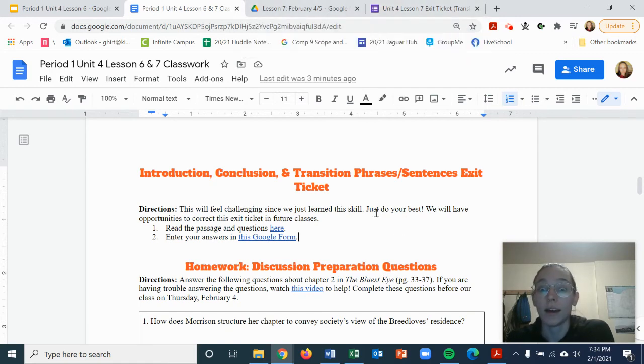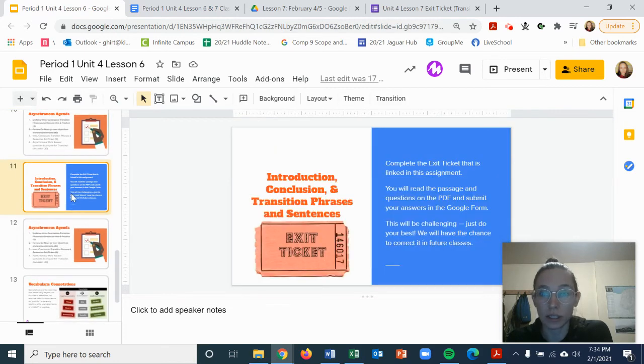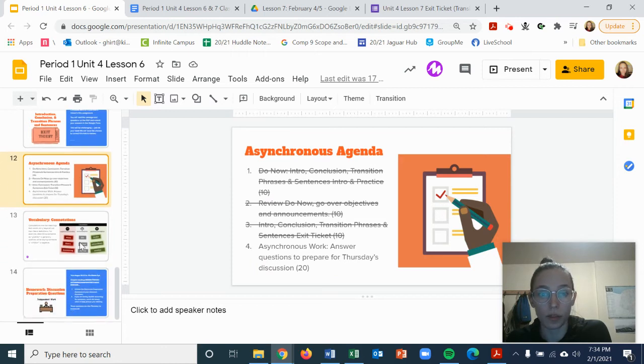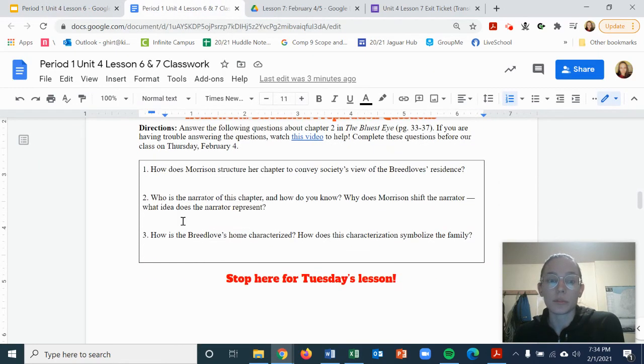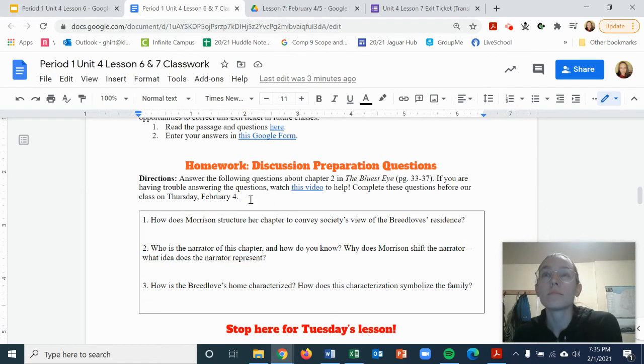Okay, last part here. So we did the exit ticket, and then we've got one more thing. Like I said, your homework that you need to finish for Thursday is these questions to prepare for Thursday's discussion. So it's just 3 questions. I want you to write at least 2 complete sentences for each question. I'm adding that to the directions.